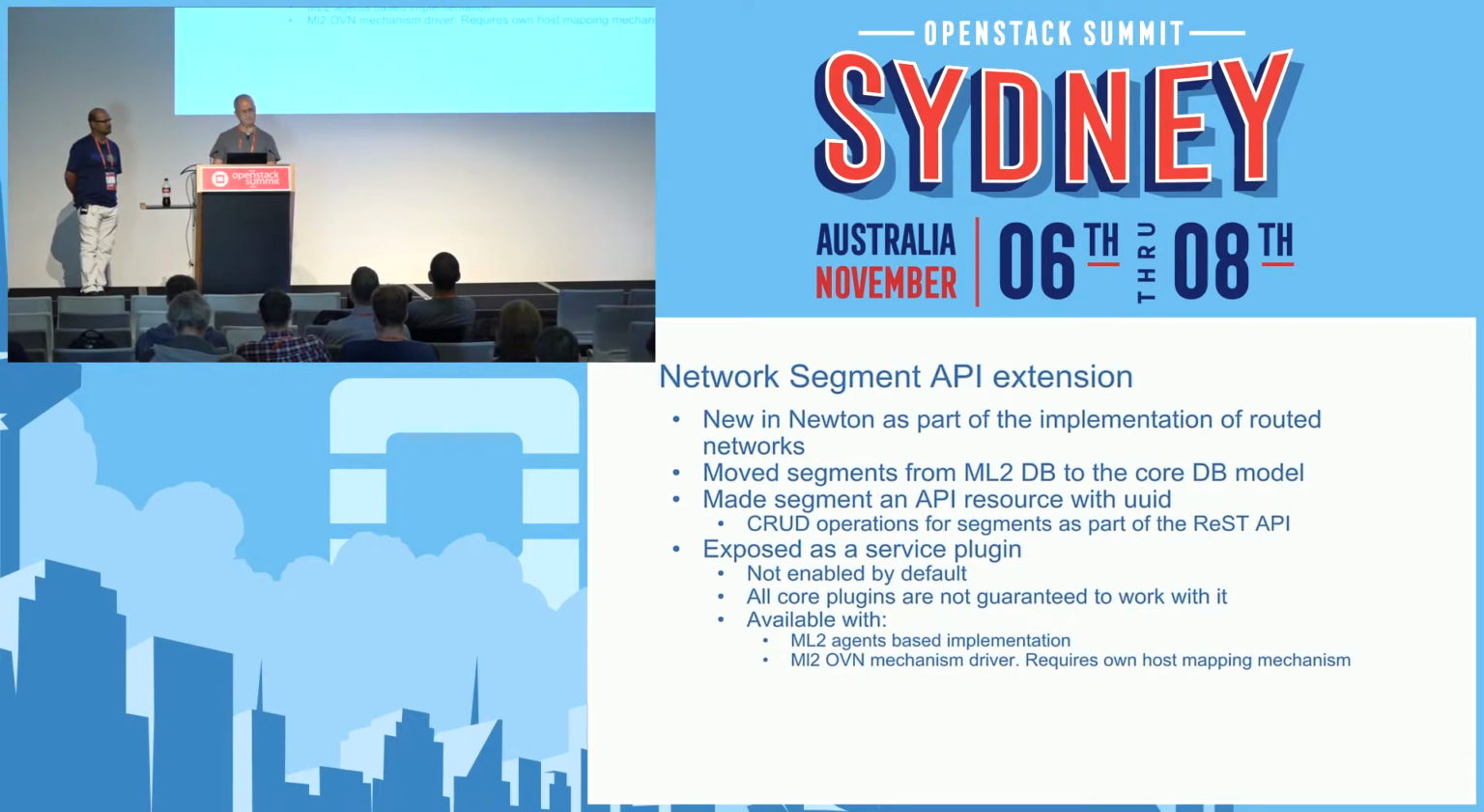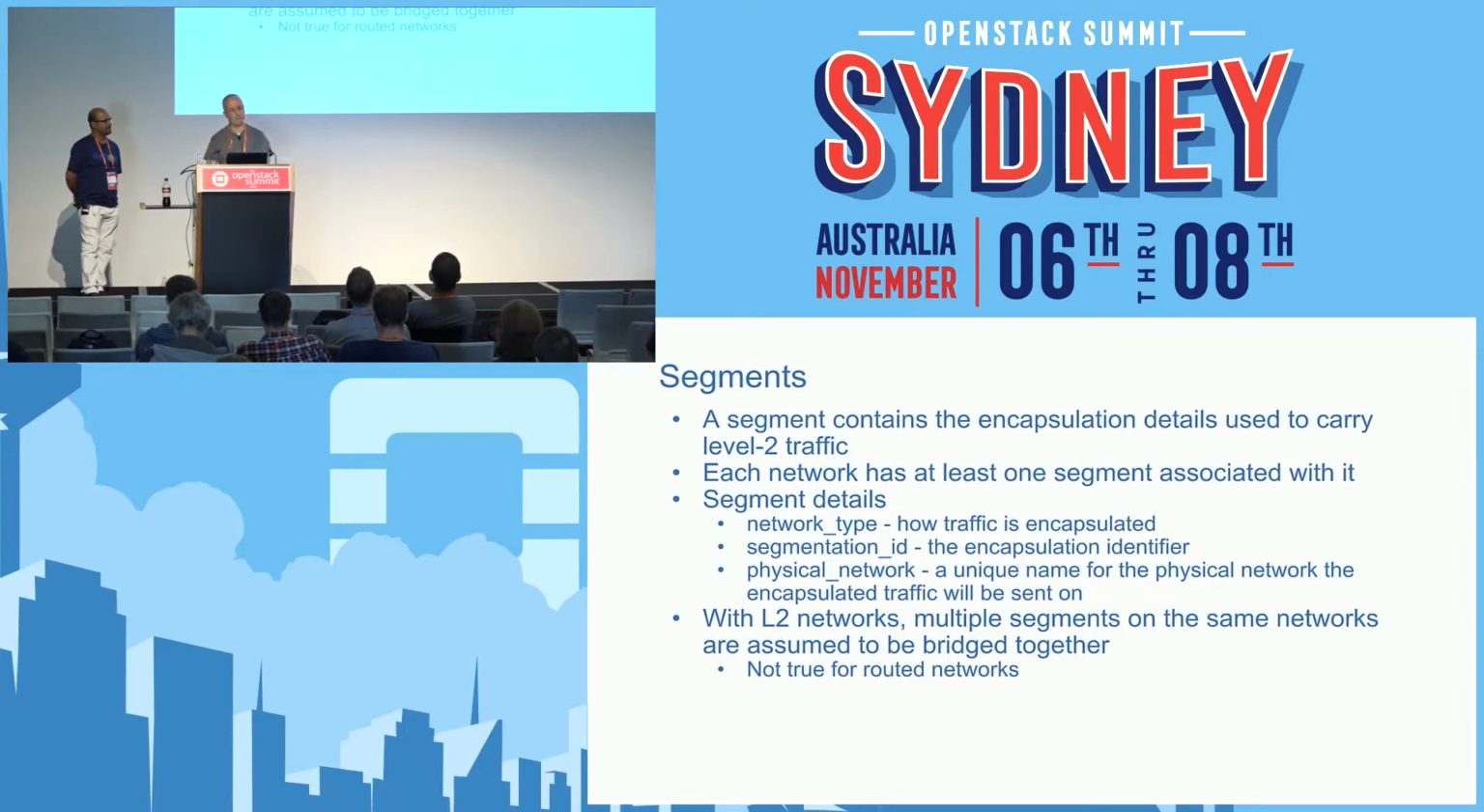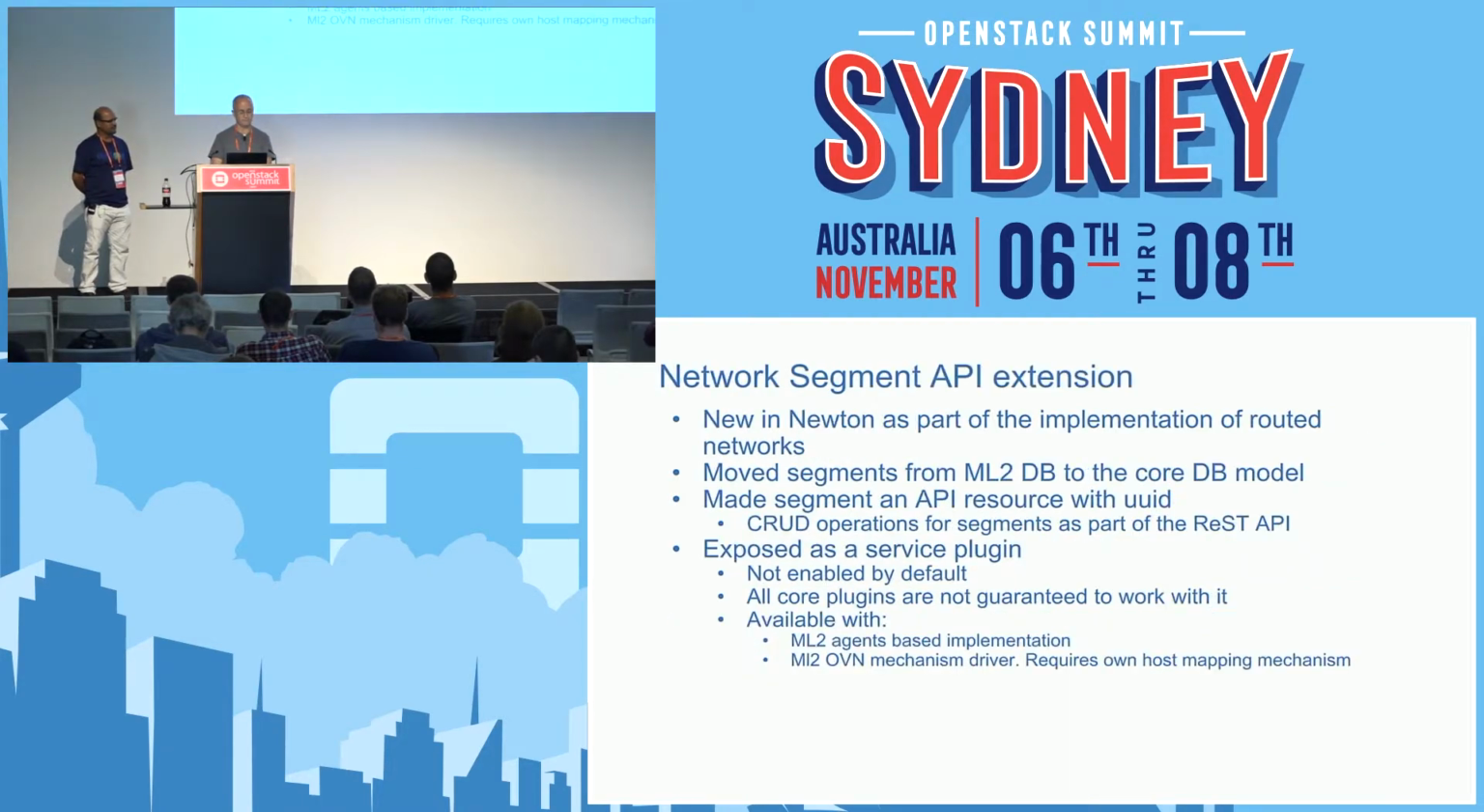What is important to remember here is that a segment has a network type. It can have a segmentation ID associated with it, and it can have a physical network associated with it. We are exposing this as a service plugin, and that's implemented with ML2, and also OVN uses this to be able to create segments.